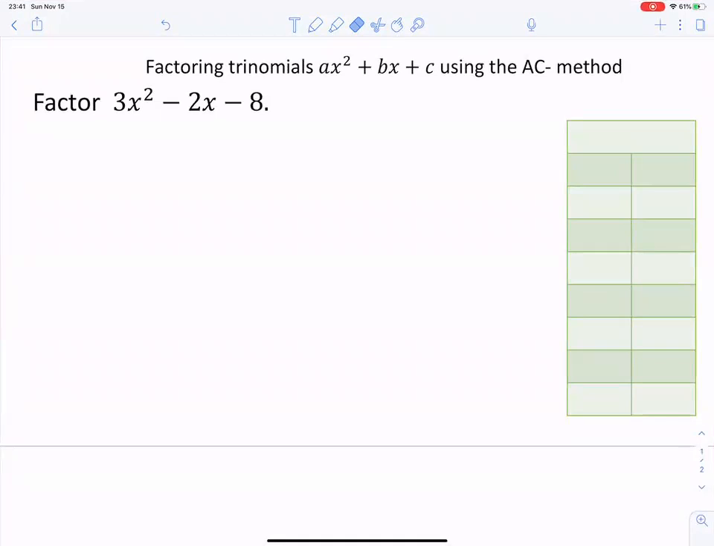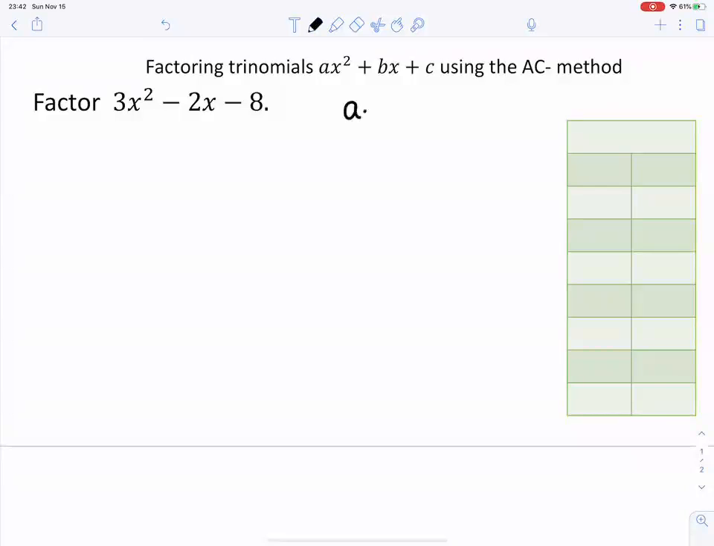Dear students, in this video, I would like to show you how to factor trinomials in the form ax squared plus bx plus c using the AC method. For our example, factor 3x squared minus 2x minus 8. First, we're going to identify the a and c coefficients from the expression.